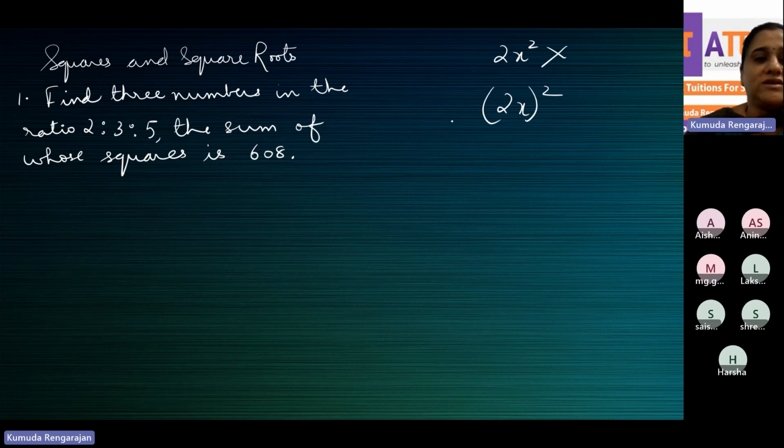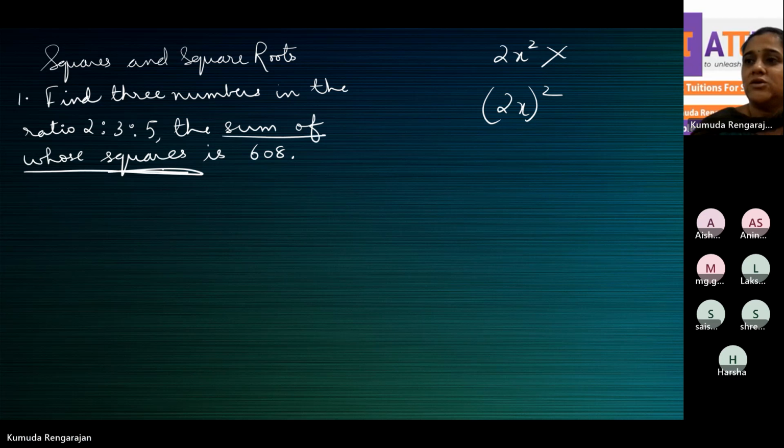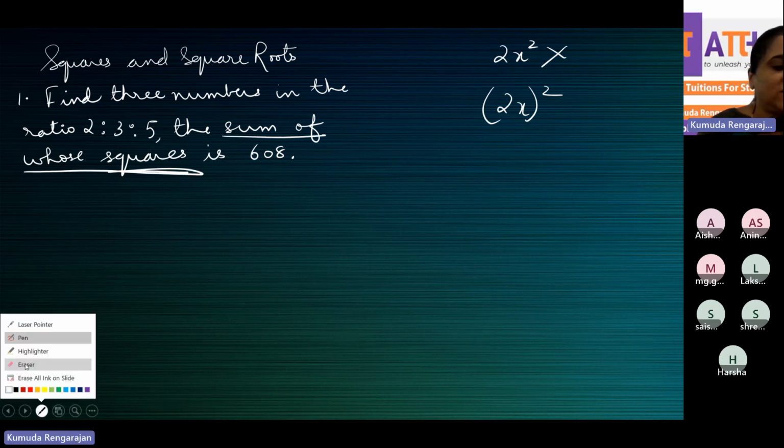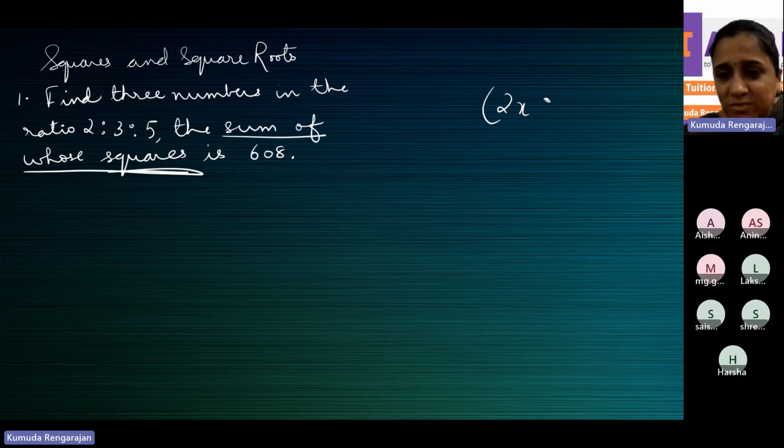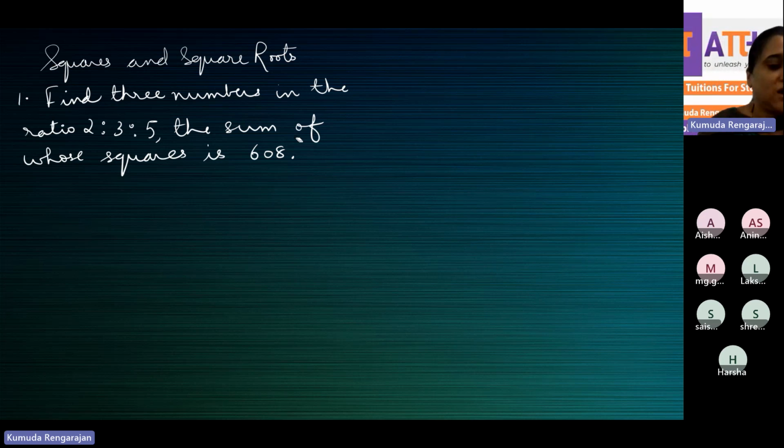The sum of whose squares? You should add the squares. You should not add the numbers. You must add their squares. You must be a little patient and read and understand the question carefully. Don't be in a hurry to write something which just comes to our head. You must write according to the condition given in the question, not whatever we feel like.